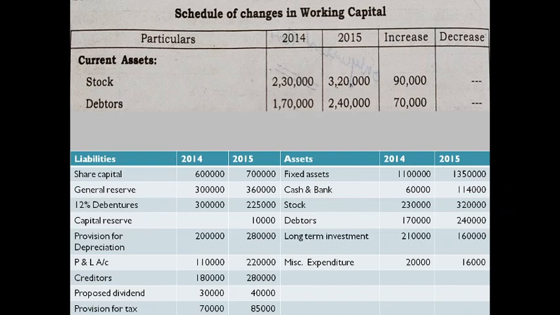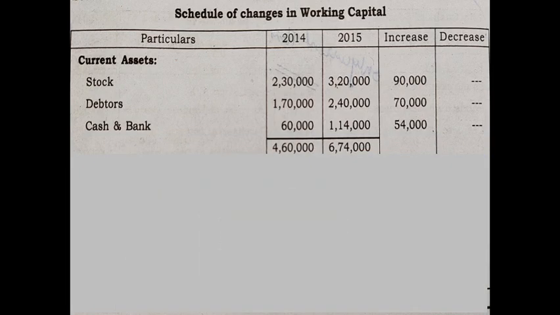Next one, debtors. In the beginning it was 1,70,000. By the end it was 2,40,000. So there is an increase in the current asset that has to be shown in the appropriate column. And finally, cash and bank. Beginning 60,000. By the end it was 1,14,000. So again there is an increase. Since all these three items are increases in current assets, we have shown them in the increase in working capital column. Since there are no other current assets in the question, let us take the total of current asset items. Then you will get a total of 4,60,000 in the first year and 6,74,000 in the second year.